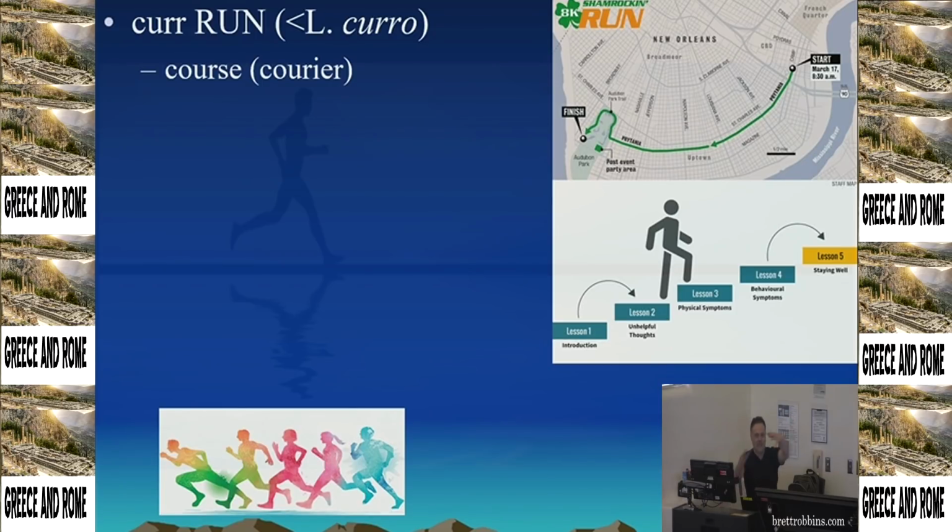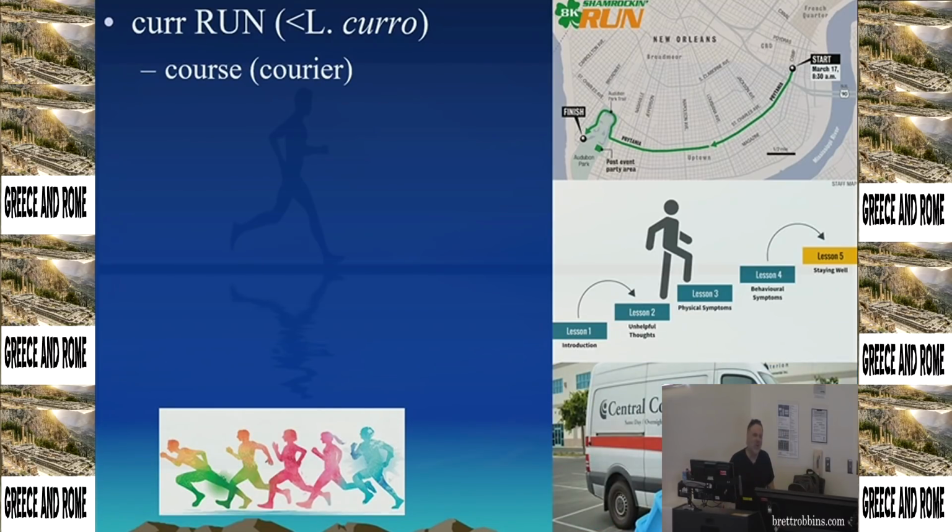In a particular class, that's us, we have a course of material that we will cover throughout the semester. And the idea is that we're running from one thing to the next, to the next, to the next. So there's the metaphor of running for you, okay?